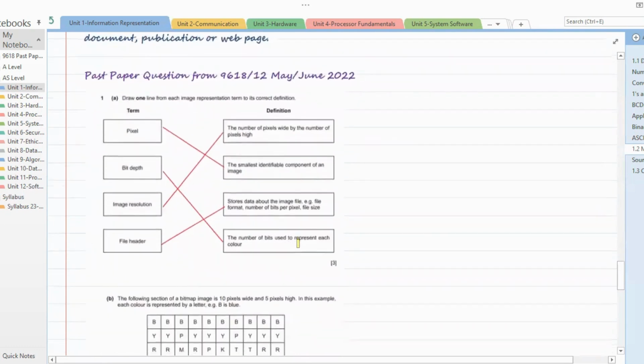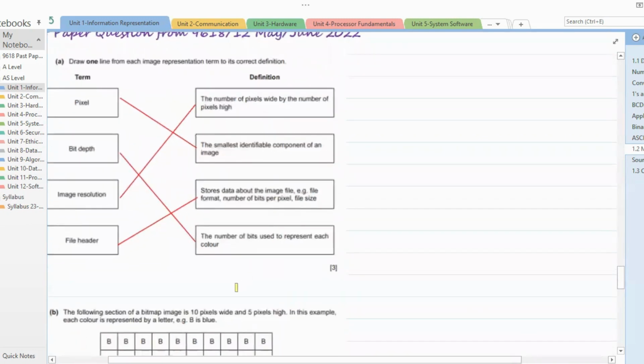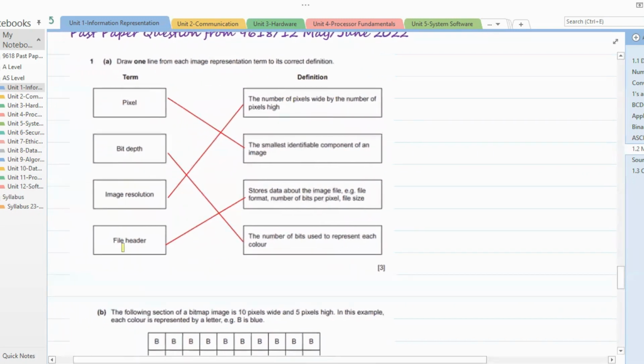Okay, then we have some past paper questions from May 2022, 961812. Draw one line from each image representation term. As I said, you have to have an understanding of basic terminology. So there is one question: what is a pixel, bit depth, image resolution, file header? There are some definitions given. You just have to match them.